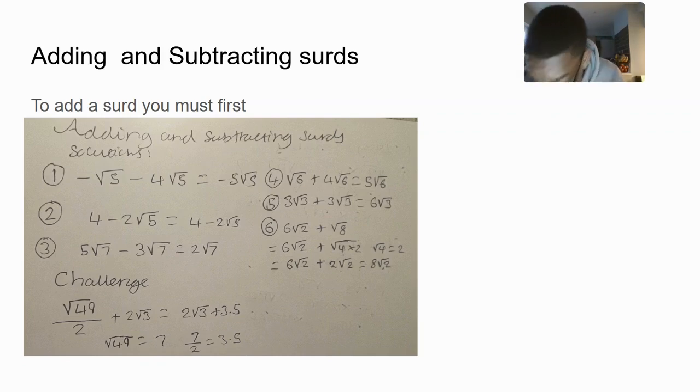Now, the challenge question. You probably don't need any prior knowledge to work this one out. And this one was just relying on knowledge of the square root of 49, which is 7. So once you square root 49, you get 7. And 7 divided by 2 is 3.5. We can leave it as a fractional form if you like. And 7 over 2 plus 2 root 3 is 3.5 plus 2 root 3.